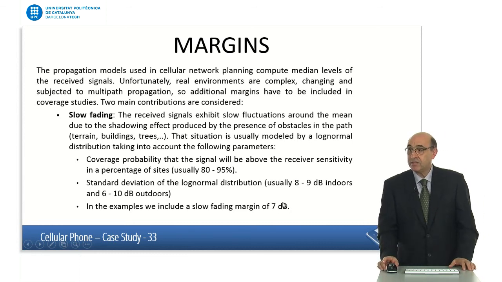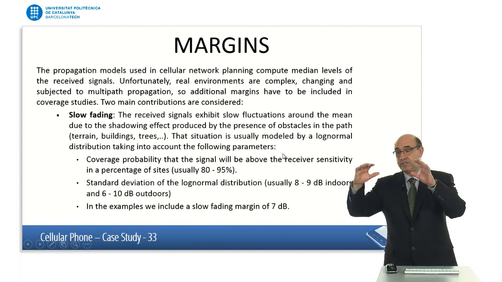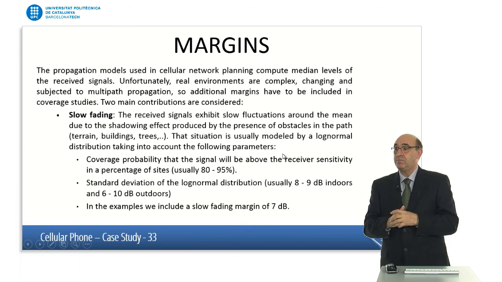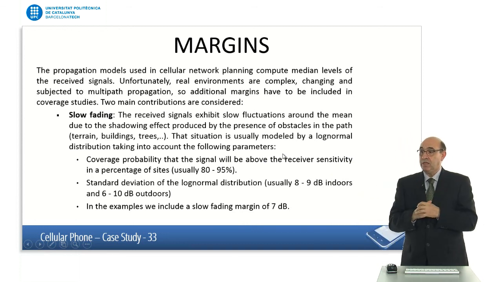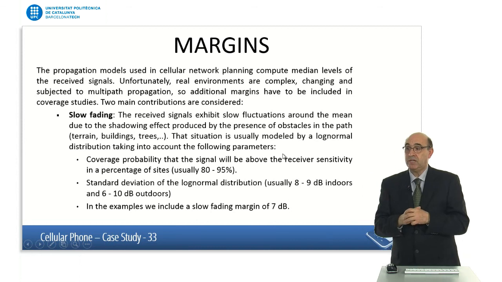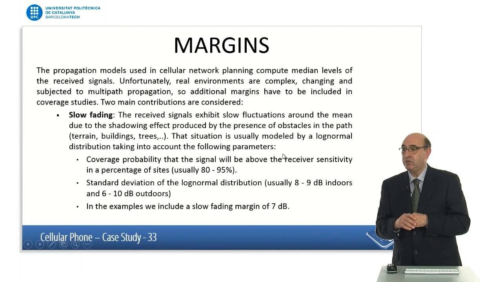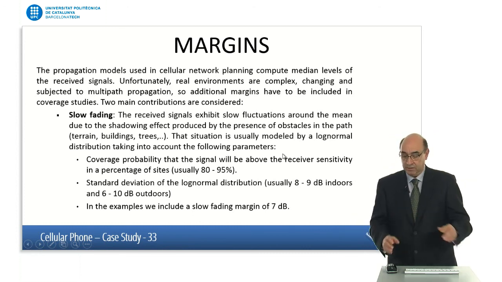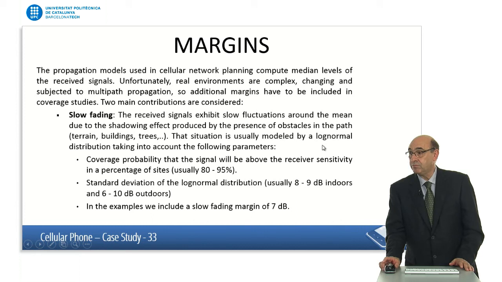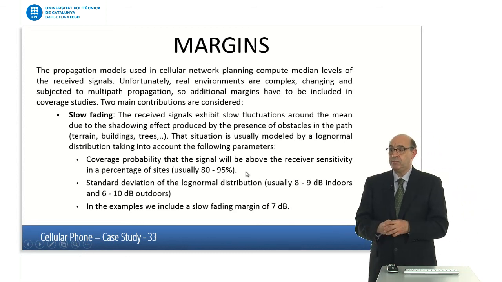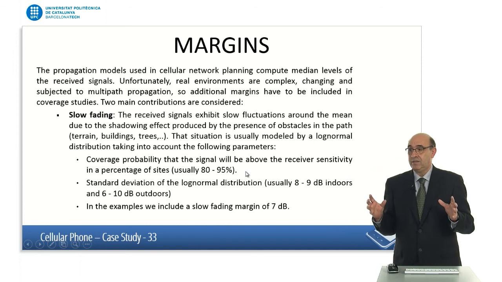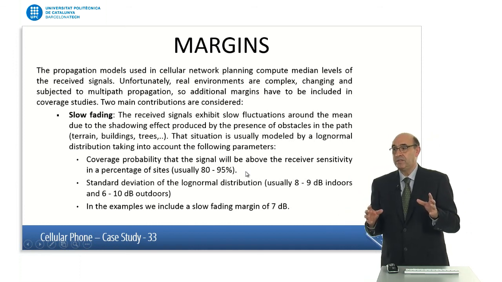One is described as slow fading. That means that the signal you receive changes slowly with respect to the median, to the mean value, and it's normally due to shadowing by buildings, the terrain, the trees, whatever, depending on where you are. And normally this fading is modeled by a log normal distribution. For this log normal distribution, you can take different parameters, but an important one is the coverage, the probability of coverage. That means in a cell, what is the percentage of sites you want to cover?